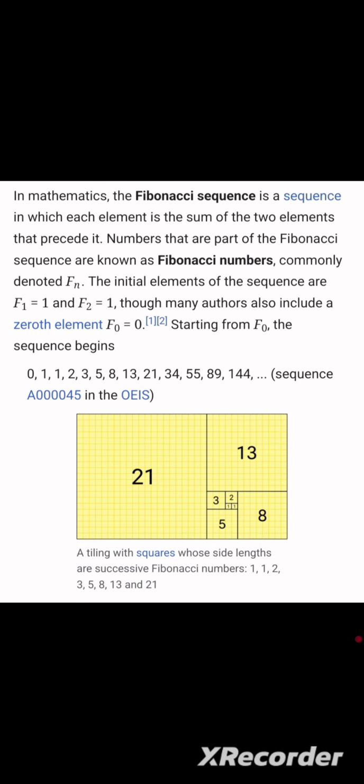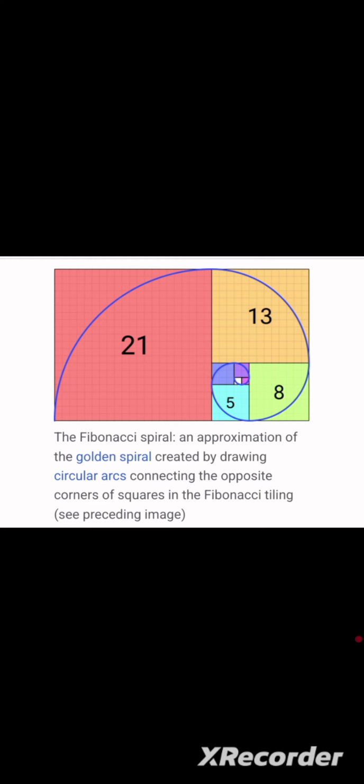Slide 57. When it is drawn out into squares, it forms what is called the golden rectangle, from which you can construct the Fibonacci spiral. The Fibonacci spiral is an approximation of the golden spiral, created by drawing circular arcs connecting the opposite corners of squares in the Fibonacci tiling you see before you.